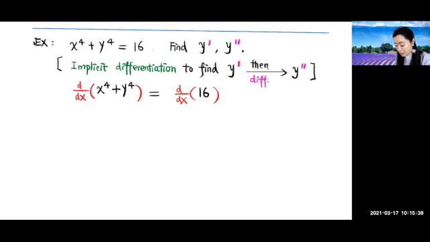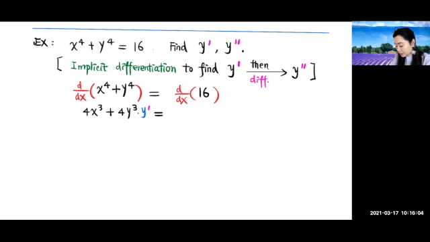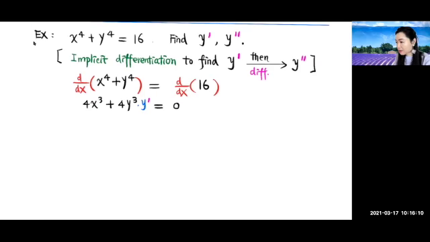Okay. Now differentiate this with respect to x. I get 4x cubed. Differentiate this with respect to x. What do we get? 4y cubed. But that's not all. What else do I need to have? Times y prime. Done with this. On the other side, the derivative of 16 with respect to x is 0. Now you solve for y prime. So y prime is going to be equal to negative x cubed over y cubed.